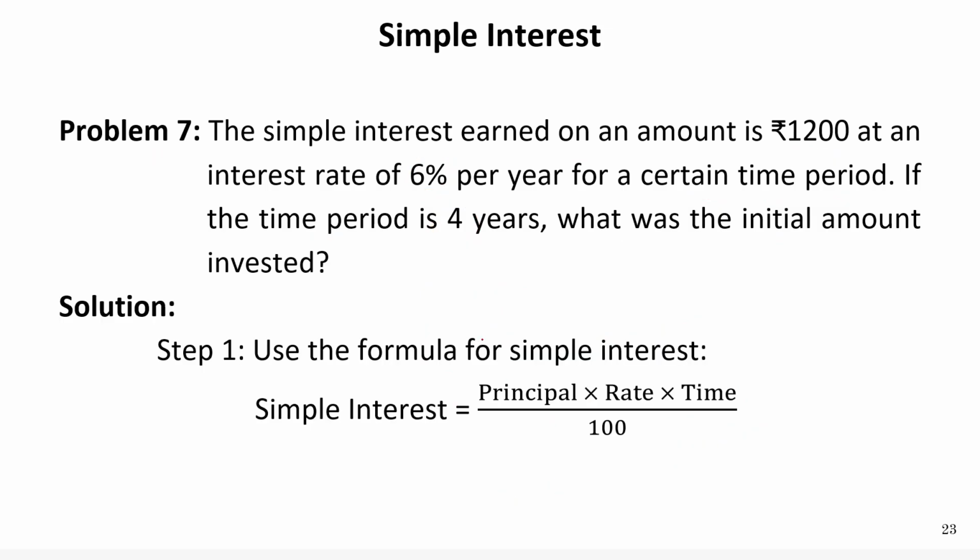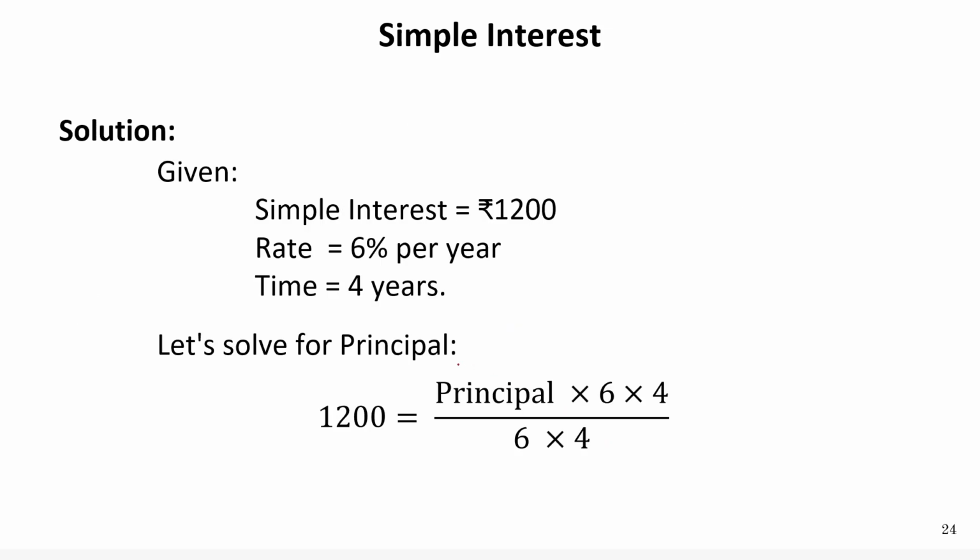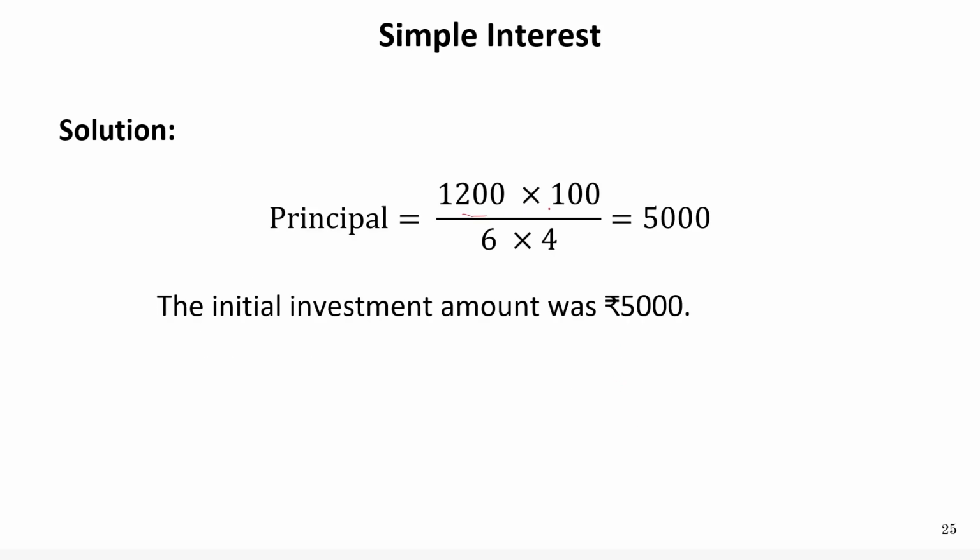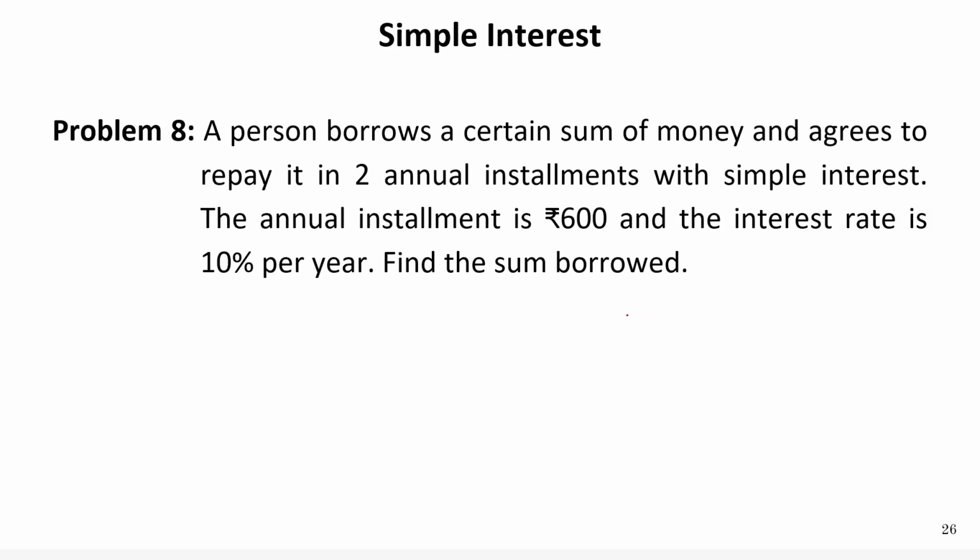So using the formula, SI is equal to PRT by 100, right? So SI is equal to 1200, rate 6%, time 4. So principal into 6 into 4 by 100. There is a slight mistake out here. So it will be what? 100. So 1200 into 100 whole by 6 into 4 is equal to 5,000. So the initial investment amount was 5,000 rupees.